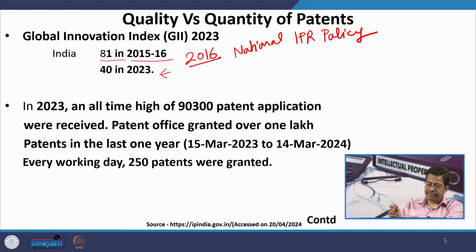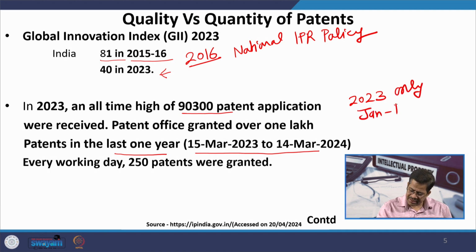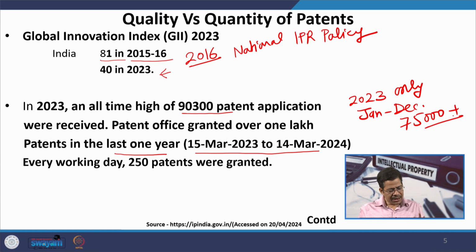There is a very long way to go. If you see that in 2023, India received close to 90,000 plus applications, and for the period from 15th March 2023 to 14th March 2024, India granted close to 1 lakh patents, and in the year 2023 only, January to December, India granted close to 75,000 patents, which is the highest so far.